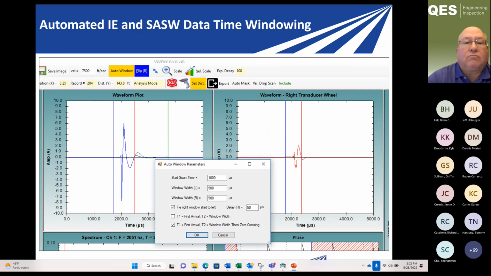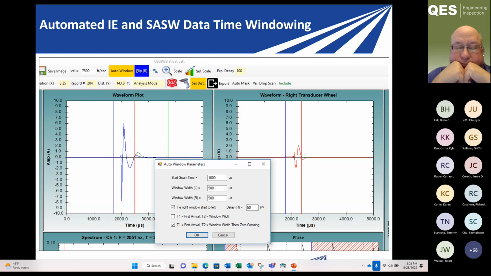Next slide. I'll just briefly go through some of our analysis procedures. We do have some automated analysis procedures as far as applying windows to the data to get rid of noise that may occur before or after the signal.